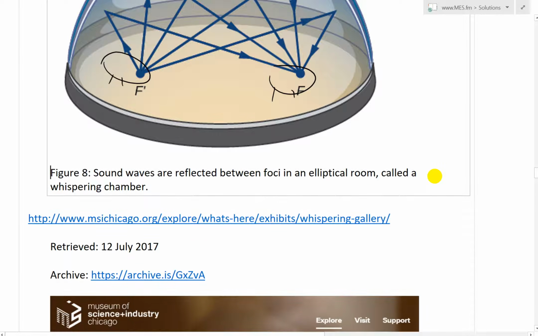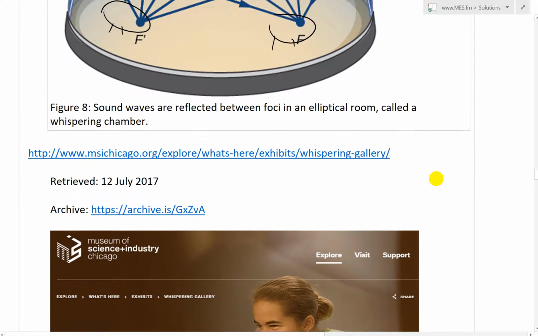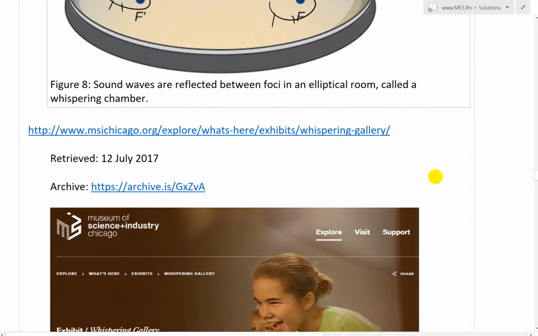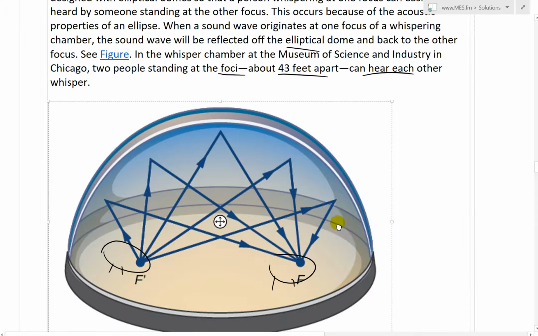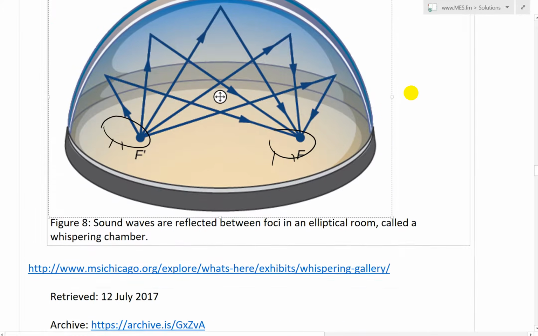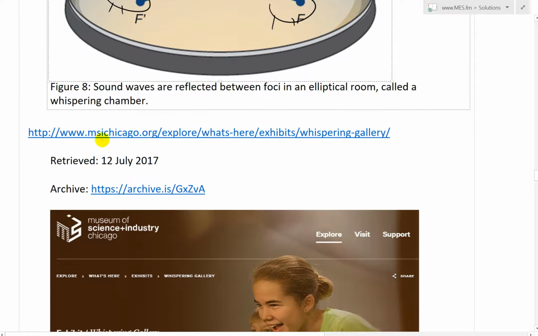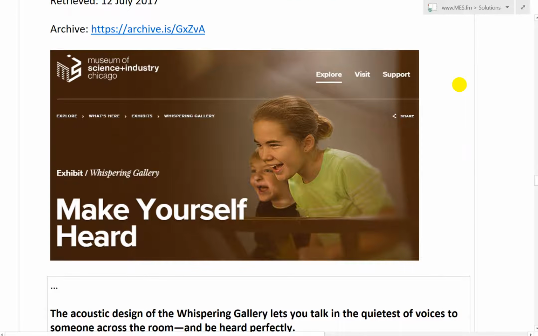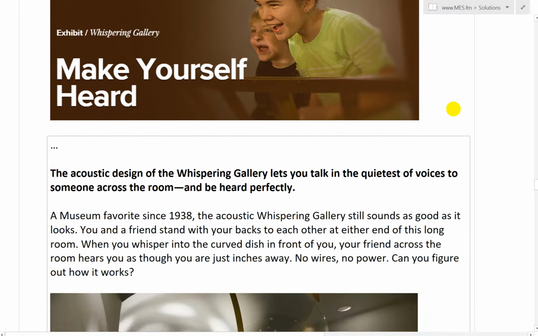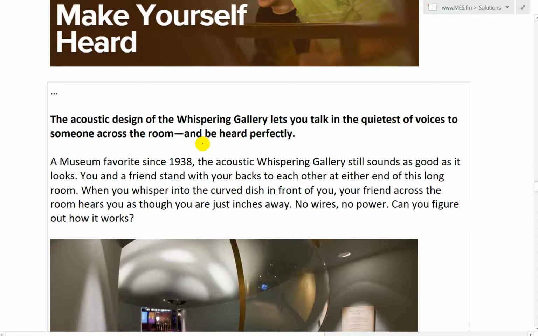And here are sound waves. Oops, why is there a dot? Figure 8: sound waves are reflected between foci in an elliptical room called a whispering chamber. And here is that Museum of Science and Industry in Chicago website right here, msi.chicago.org. This is part of their museum, Make Yourself Heard. The acoustic design of the Whispering Gallery lets you talk in the quietest of voices to someone across the room and be heard perfectly.